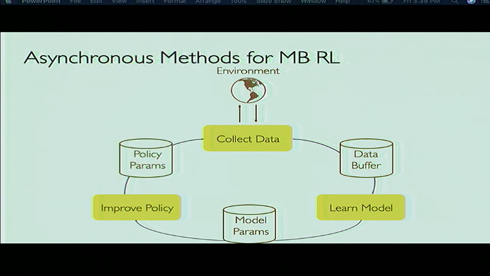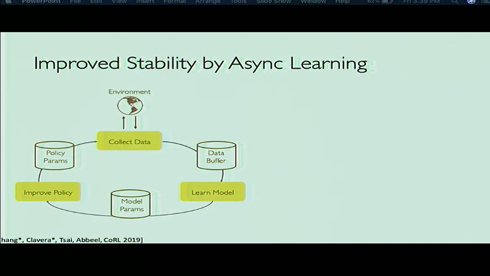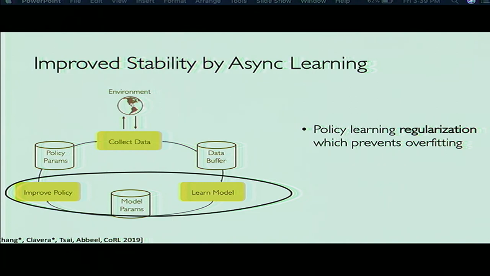What we did instead is make the entire framework asynchronous. So now we have servers for the model parameters, the policy parameters, and the data buffer. Each of the three processes, collecting data, improving the policy, and learning the model, all happens at the same time, asynchronously. This led to much more stable training, because since policy improvement and model learning happen at the same time, it's very hard for the policy to overfit to the current model, since the model is changing all the time.